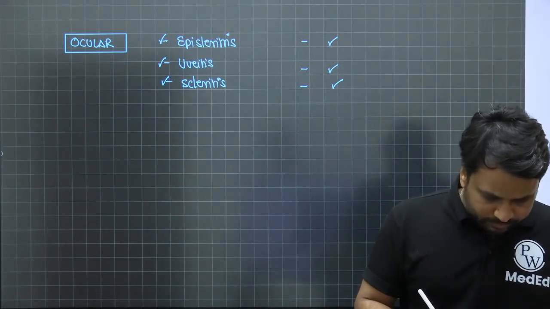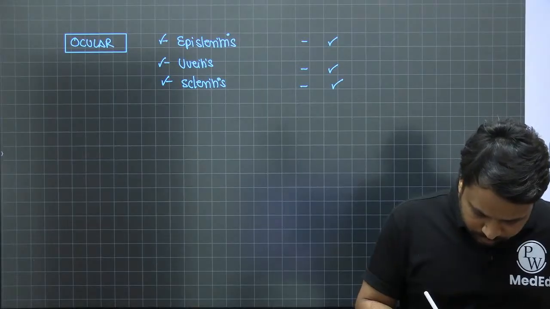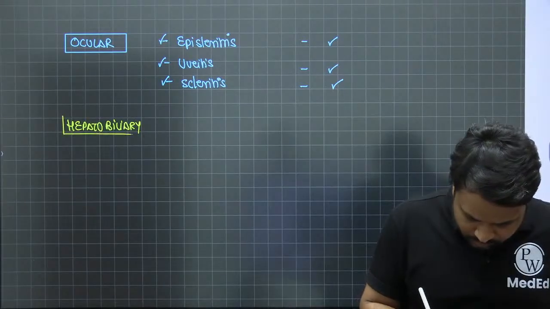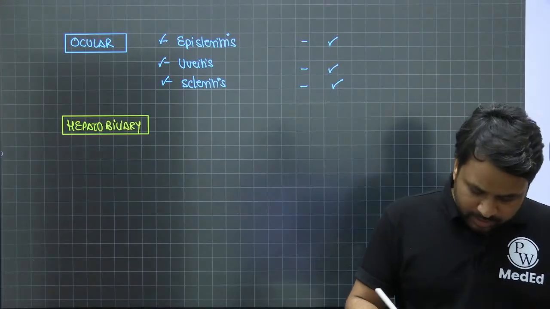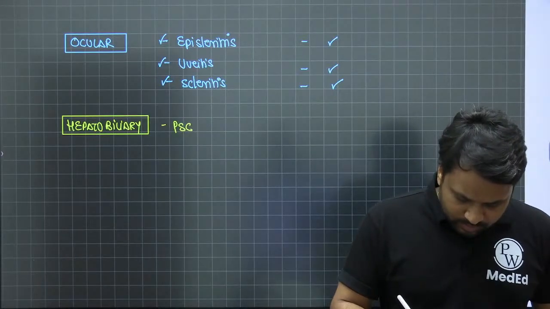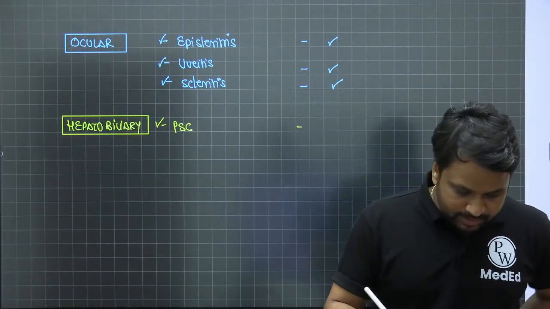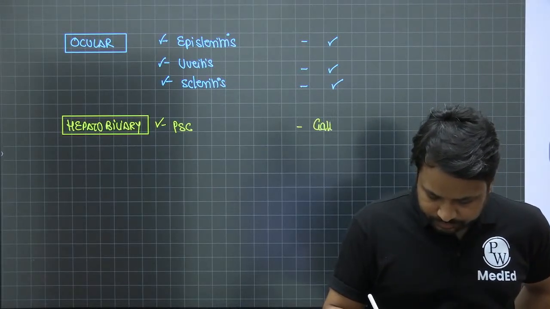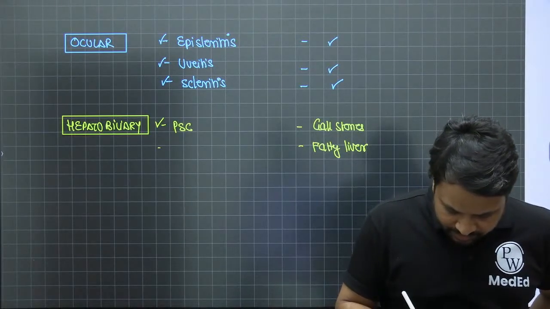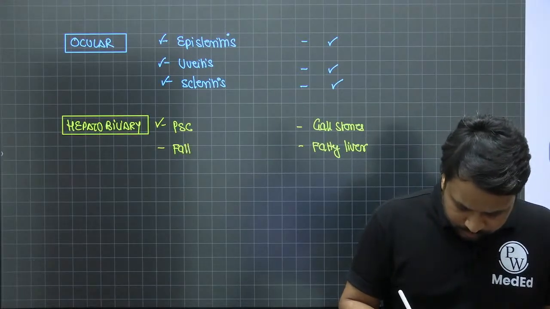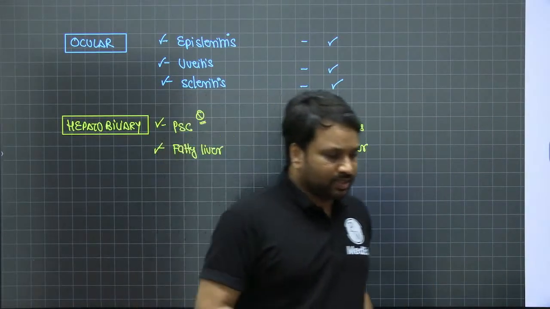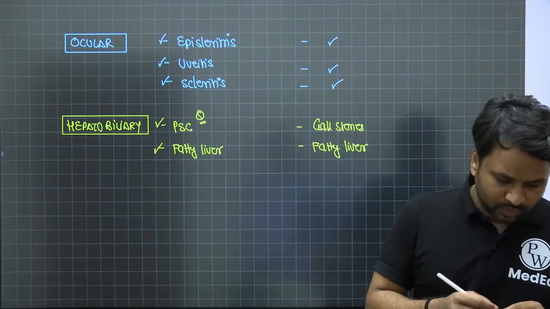Then you have hepatobiliary. Now, in hepatobiliary, number one is primary sclerosing cholangitis. Primary sclerosing cholangitis is strongly associated with ulcerative colitis. In Crohn's, it is associated with gallstones and fatty liver. But from the exam perspective, primary sclerosing cholangitis is associated with ulcerative colitis, right?